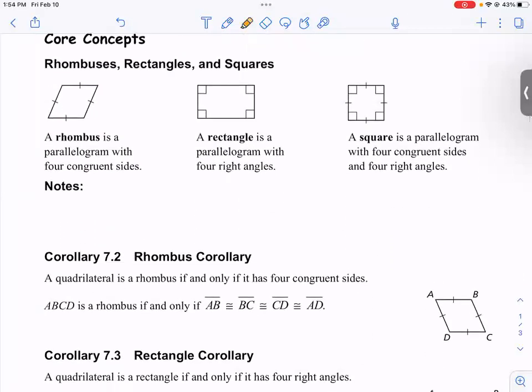Okay, so how about we highlight four congruent sides? A rhombus has four congruent sides. It's not just a square rotated, okay? Because it doesn't have to have 90-degree angles. A rectangle is a parallelogram with four right angles.